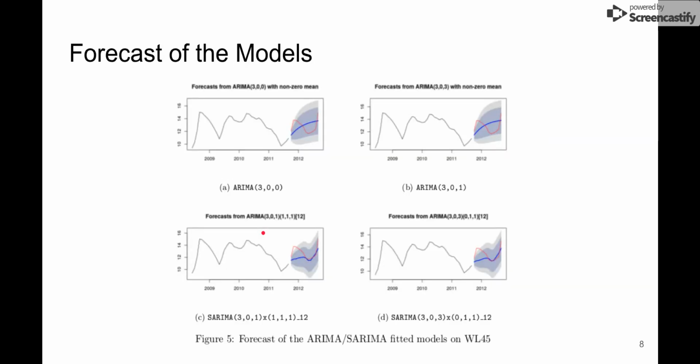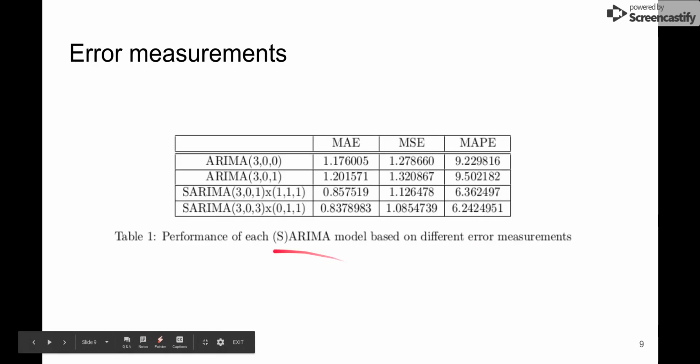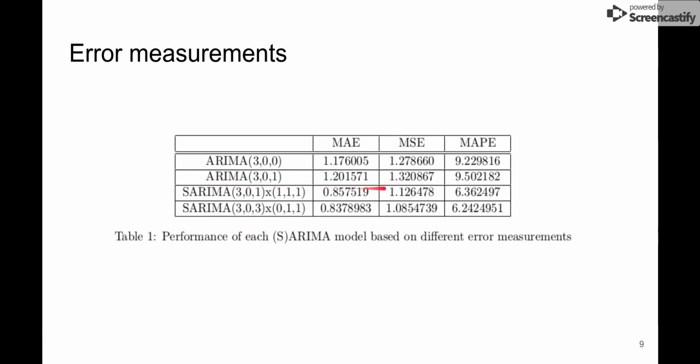These are the forecasts for all four models that I tested, and obviously the non-seasonal ARIMA models are not performing very well, but the SARIMA models are rather decent. But it's not really obvious which one is the best. Looking at the error measurements of each of these models, obviously SARIMA models are beating the ARIMA models. But again, picking which one is best is not an easy job based on the error measurements.